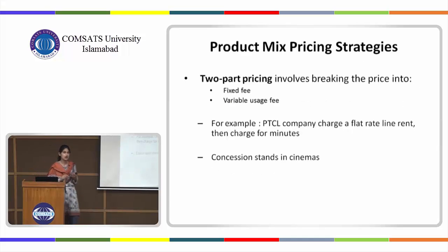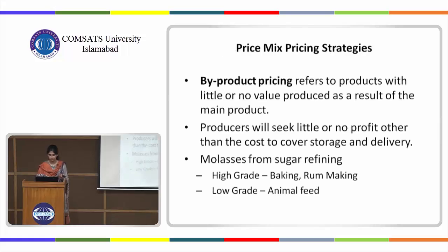Then we talked about how captive product pricing applies to services. It was about two-part pricing. So there's a fixed fee and then there's a variable usage fee. And we took the example of PTCL, how if you do not use your telephone, still you would get a line rent. That line rent is your fixed fee, and the number of calls that you make, that would be your variable fee.